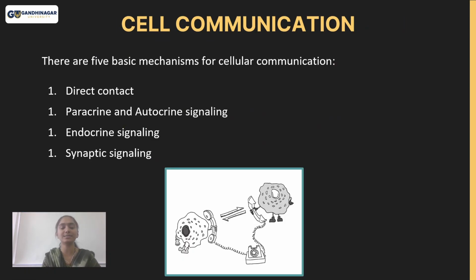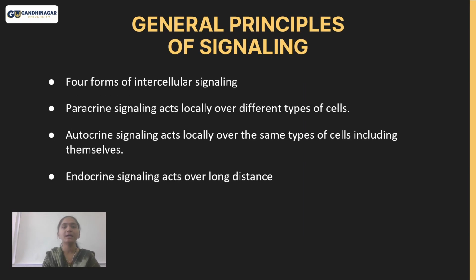Next is cell communication. There are mainly four forms included in cellular communication: first is direct contact, then paracrine and autocrine signaling, endocrine signaling, and synaptic signaling. Paracrine signaling acts locally over different types of cells, while autocrine signaling acts locally over the same type of cells, including themselves. For example, when mitochondria signal to each other in the same way, that is known as the autocrine signaling pathway.